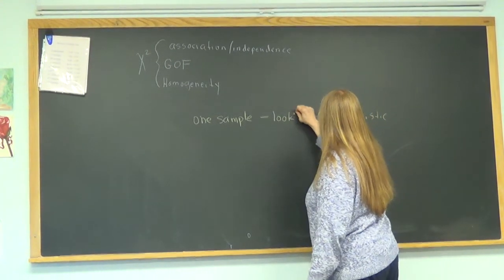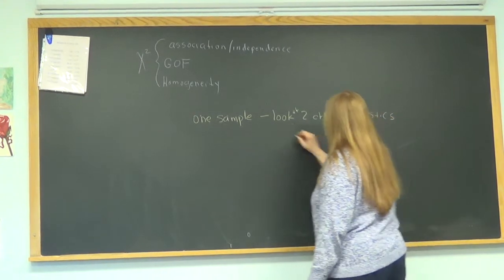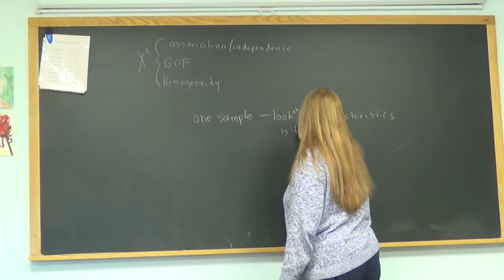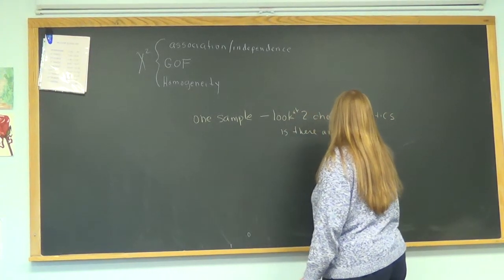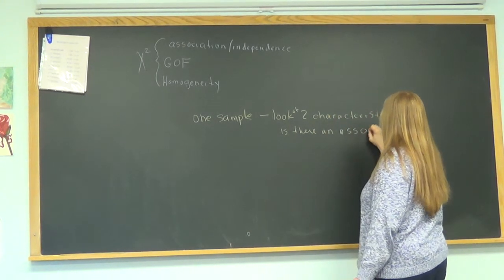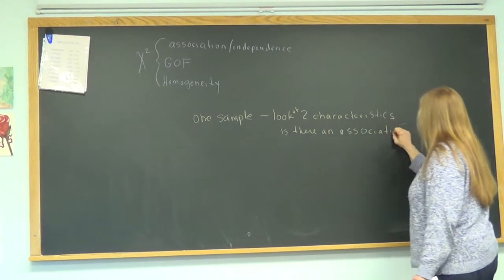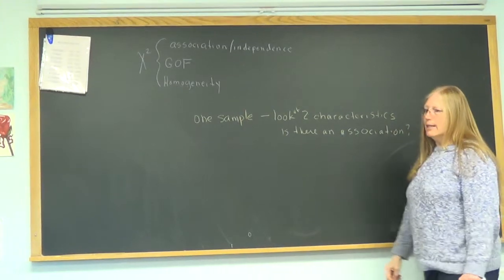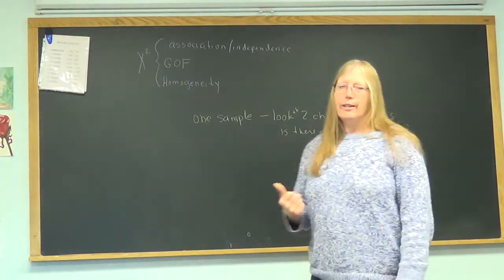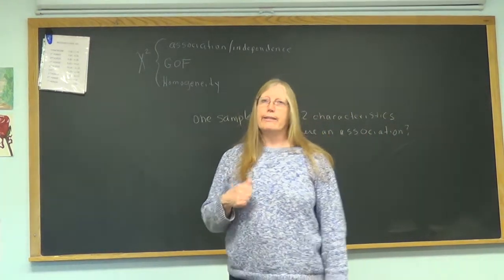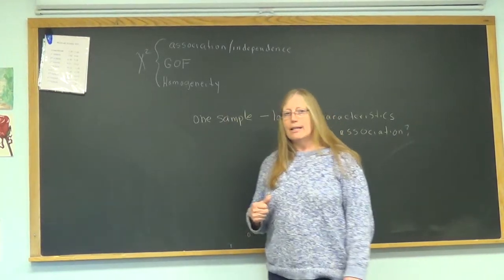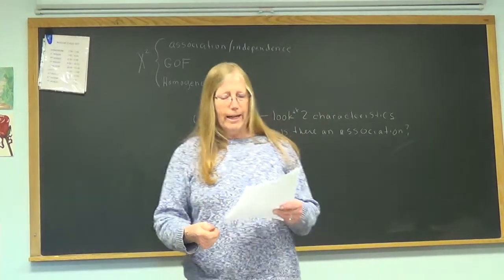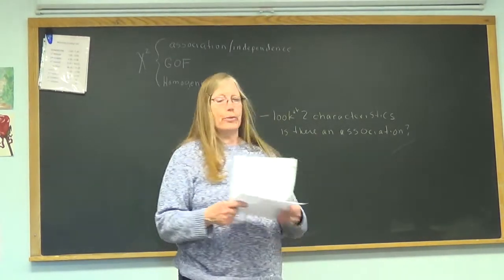Look at two characteristics, and you ask, is there an association? We're not going to get to causation, but at least we're going to say, is there association? Another way to say that is, are they independent of one another? So you'll see this test worded two different ways. I will show you both ways. I think this association is the most common way.